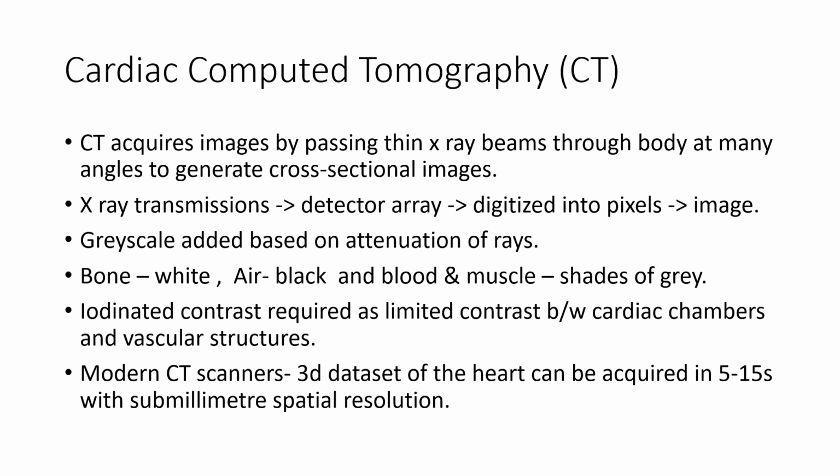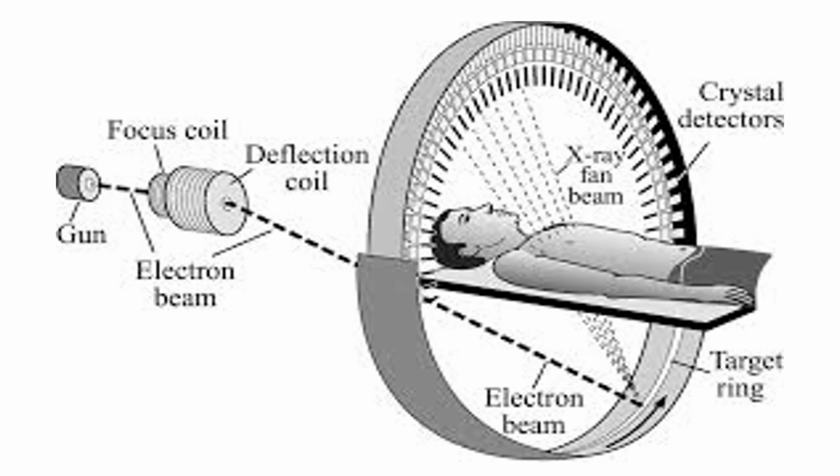Along with this, iodinated contrast is required as limited contrast is there between the cardiac chambers and the vascular structures. With modern CT scanners, a 3D data set of the heart can be acquired in 5 to 15 seconds with sub-millimeter spatial resolution. So this is how an X-ray will be coming, and then many different X-rays are fired and received by an array of transducers, which convert the image into three-dimensional or two-dimensional images.